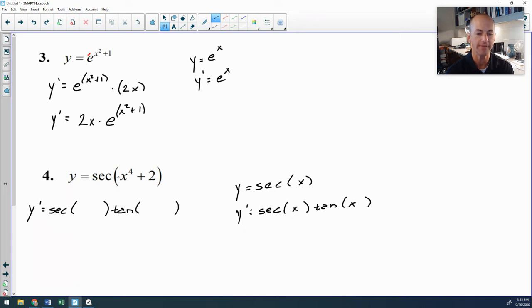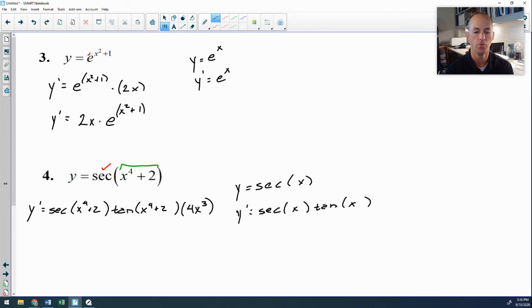And you leave the inside alone. You never change the argument of a trig function when you are doing derivatives. So the x to the 4th plus 2 remains the same. And in that step, I just differentiated the secant. I did the derivative of secant, which was secant tangent. I left the inside alone. Now I look inside, and I need to multiply by the derivative of x to the 4th plus 2. And that derivative is going to be 4x cubed.